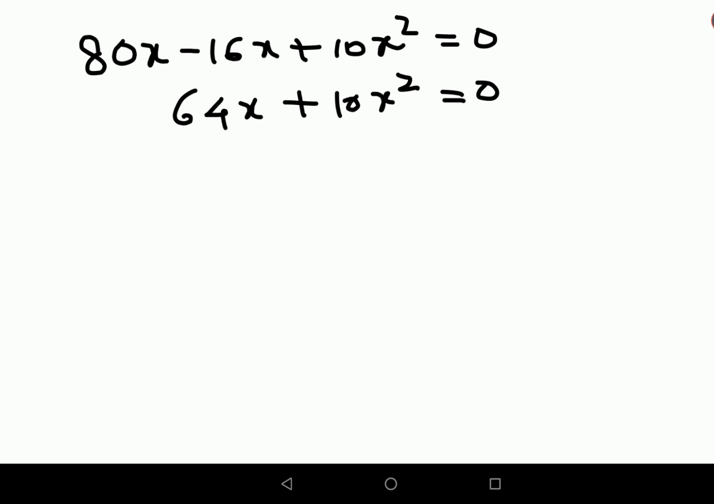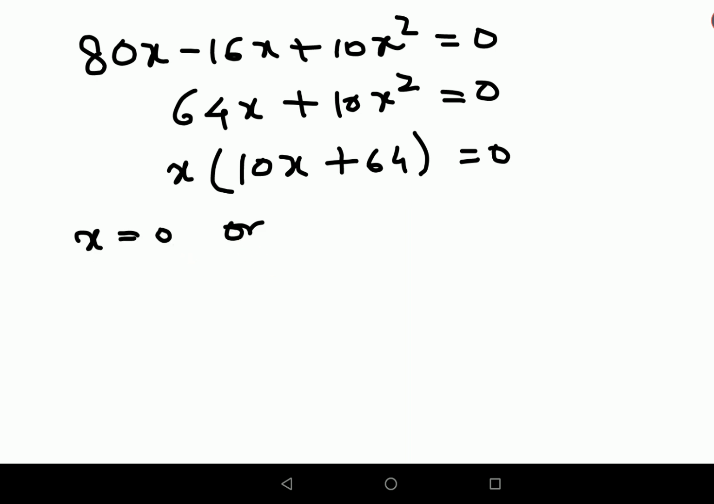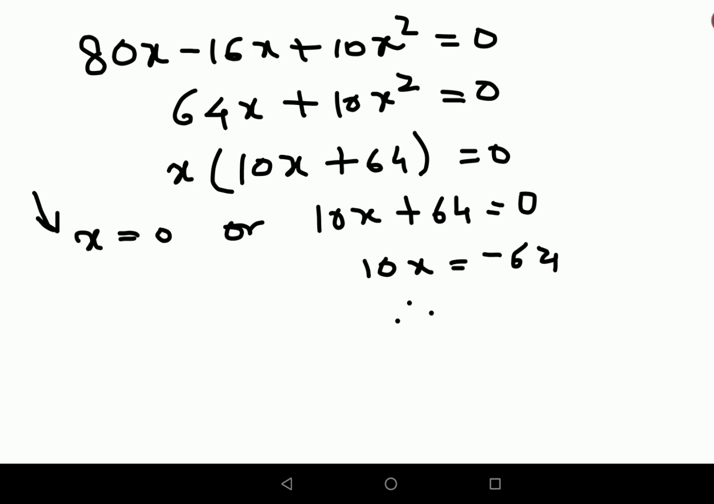Now what we can do is we'll take the x common. Okay, x common, and then we are left with what? 10x plus 64 equals 0. So now from here what we can do is either the value of x is 0, or 10x plus 64 is 0. So here we can say either the increment is 0, or 10x equals minus 64. Therefore, x equals minus 64 upon 10, which comes out to be minus 6.4.